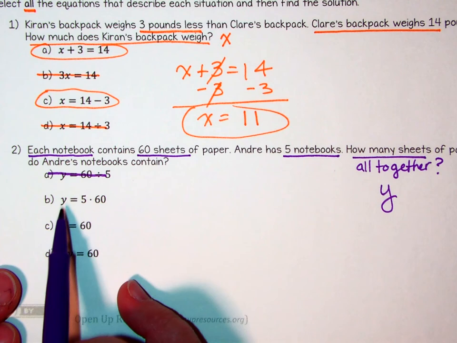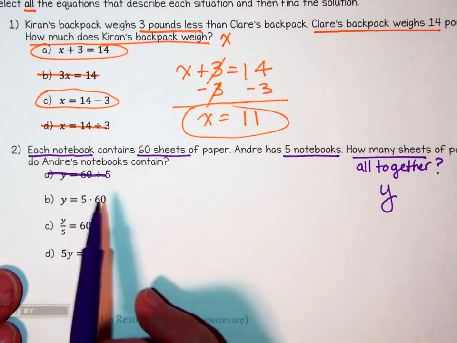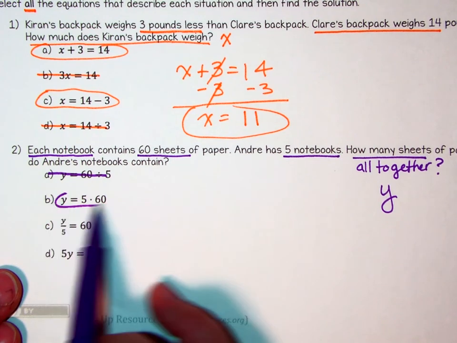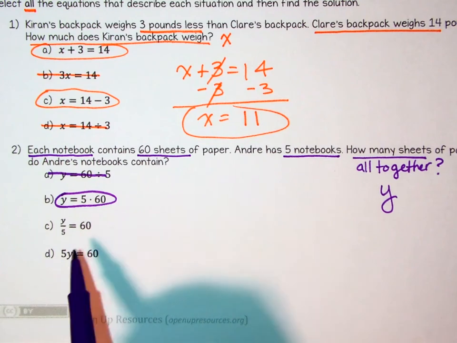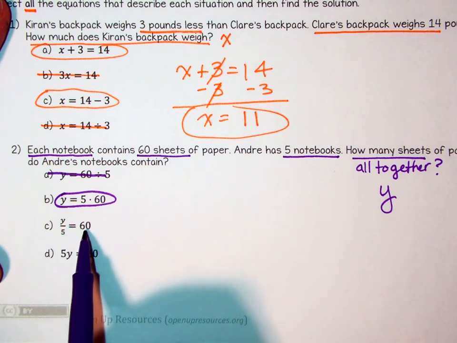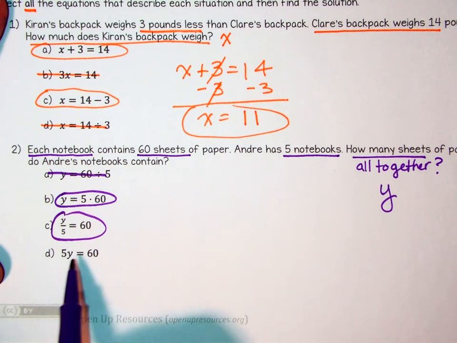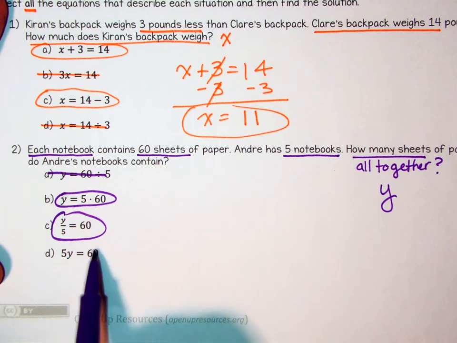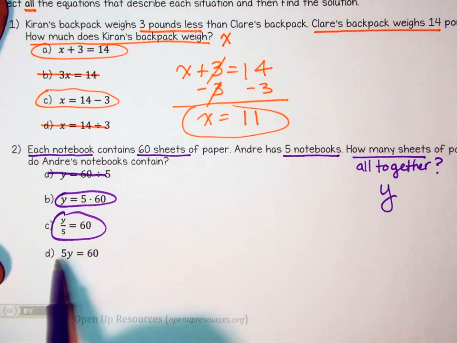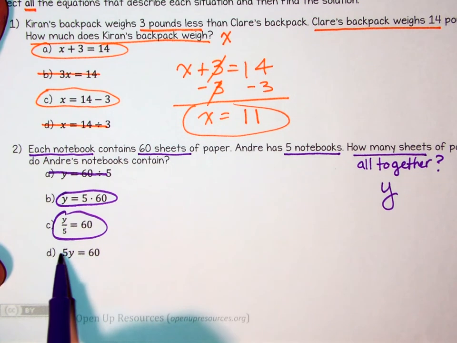B, y, the total number of pages, is equal to 5 times 60. Yeah, the number of notebooks times the number of pages in each notebook is giving you the total. So that's good. C, the total number of pages divided by the number of notebooks gives you the number of pages in each notebook. Yeah, sure would. And lastly, is 5 times the total number of pages equal to 60? No. There's 60 pages in a notebook. I couldn't do 5 times the total number of pages in all the notebooks and end up with the number of pages in just one notebook.